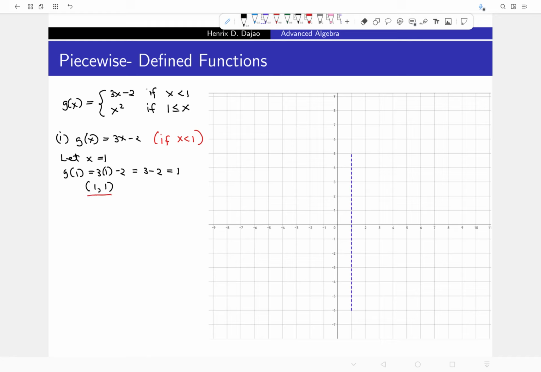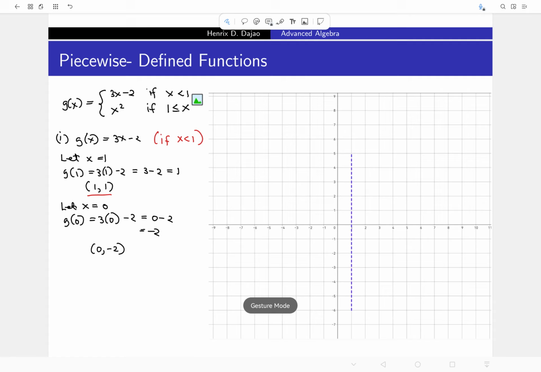And select another point. Choose x somewhere in this domain. So let's say I chose 0 to make it simple. So I let x be equal to 0 and then substitute. So that is 0 minus 2, that's negative 2. So if x is 0, g of x is negative 2. So we have 0, negative 2. So I plot these 2 points.